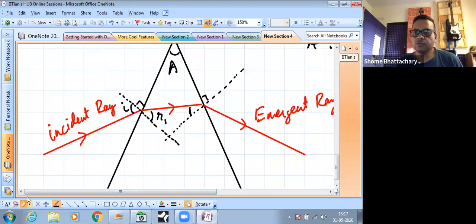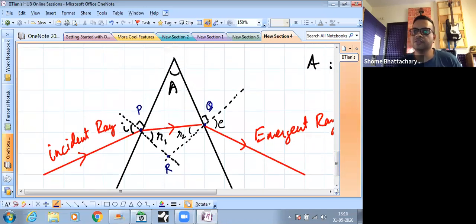Let's look at this more carefully now. This angle is R2 and this angle is E. This is the general terminology that we use. Let us also label all these points. The point of incidence is this point over here, so let's say that is P. The point of emergence is this point, so let's label that as Q, and let's also label this point as R. And this vertex of the prism, we'll just label it as E.